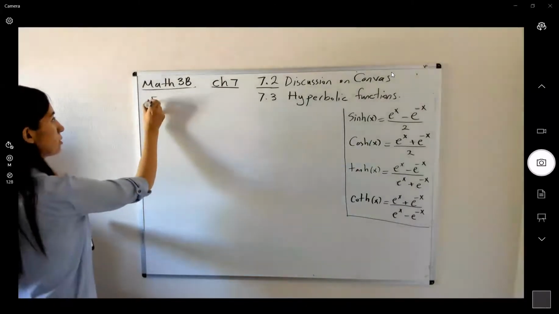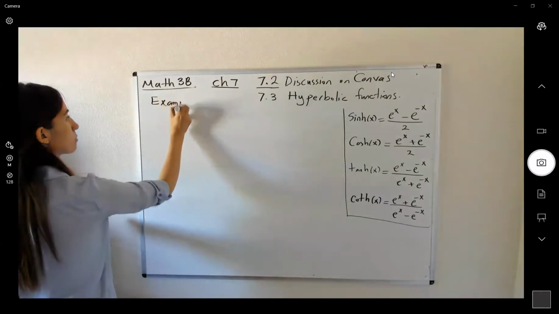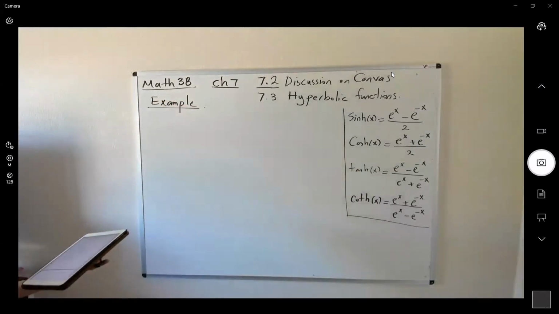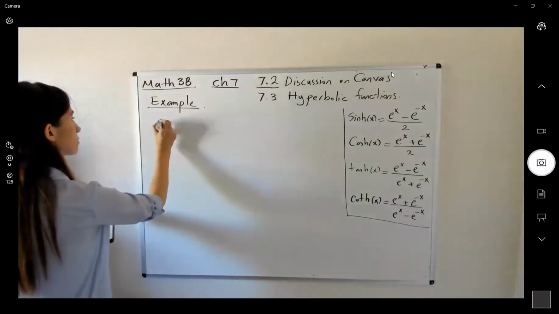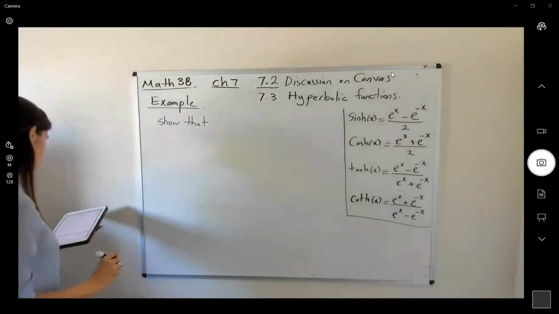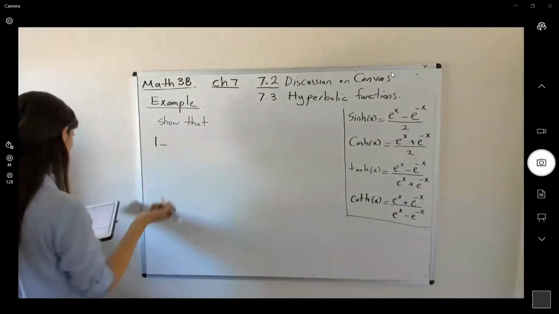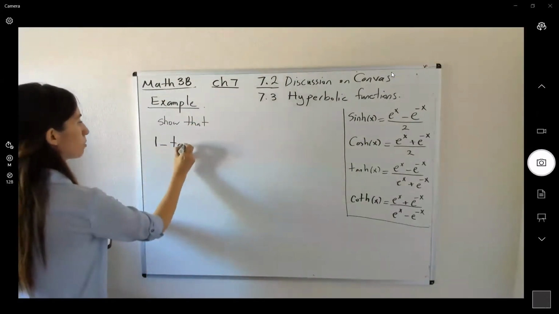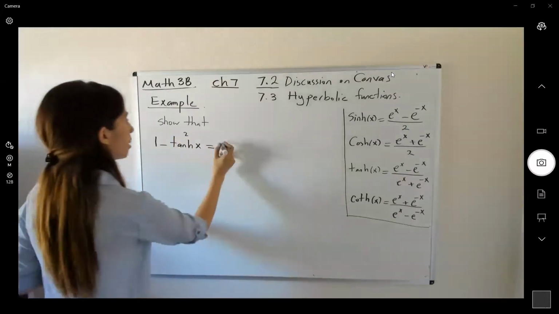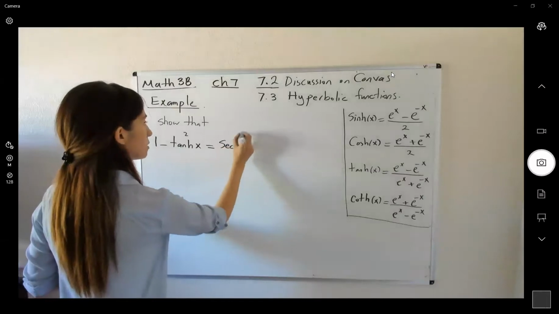First example on the first page. This question says, show that one minus hyperbolic tangent squared is nothing but hyperbolic secant squared.